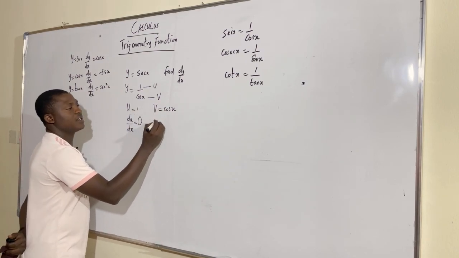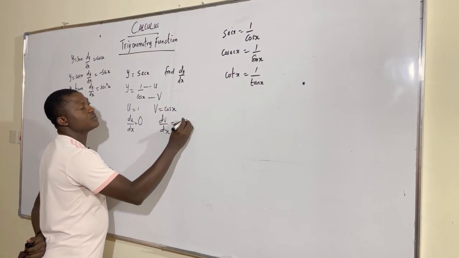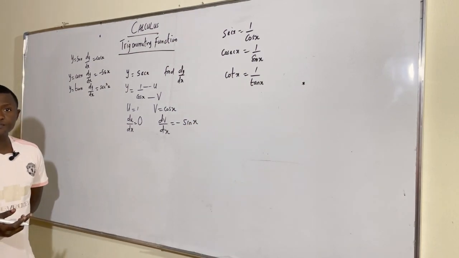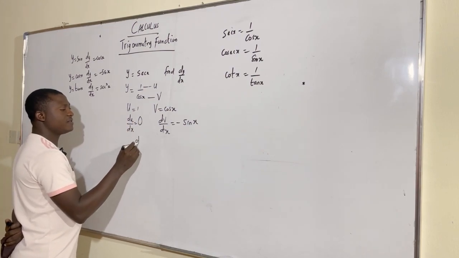So here we have v and x, and dv dx is equal to the differential of cos x. We are going to have minus sine x. You remember that, right? Yeah. So now I can have the formula.